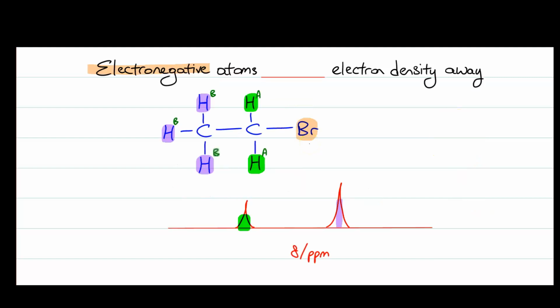One major cause of deshielding is an electronegative atom nearby. Let's use bromoethane as an example. The bromine atom pulls electron density away through the sigma bonds. Because of that, the CH2 group next to bromine becomes more deshielded. The terminal CH3 group is further away, so it is less affected. That means the CH2Br protons appear further left, while the CH3 protons appear further right.